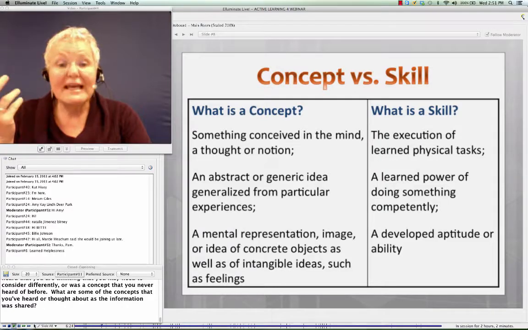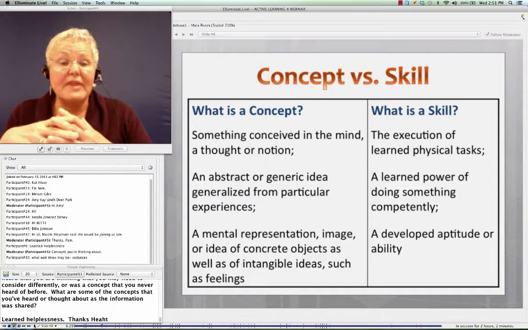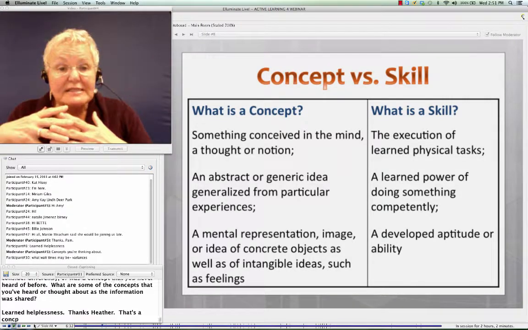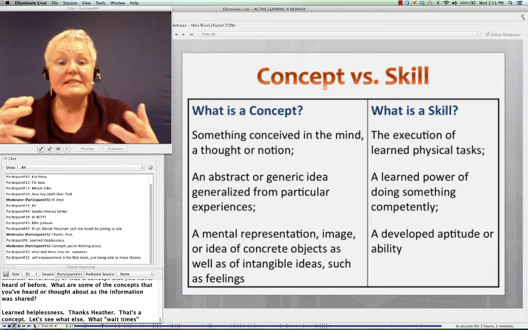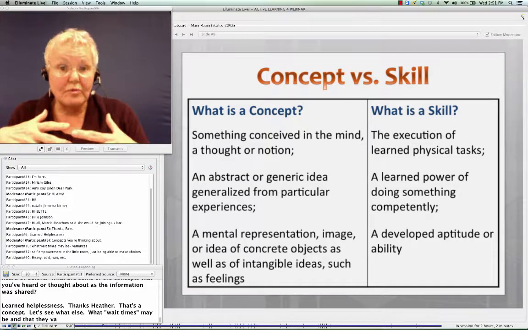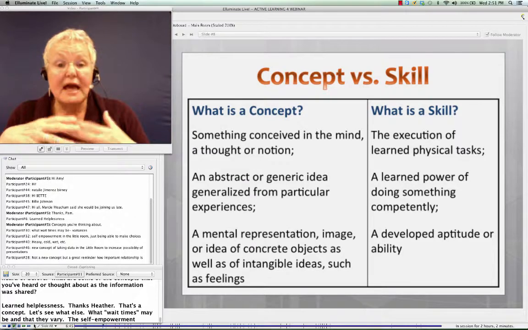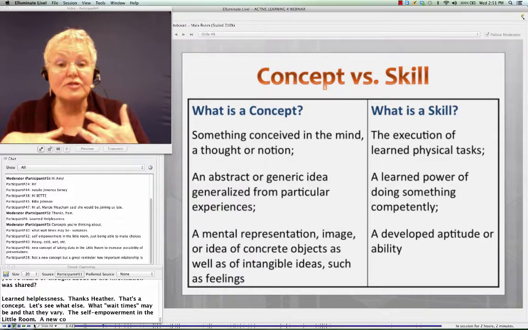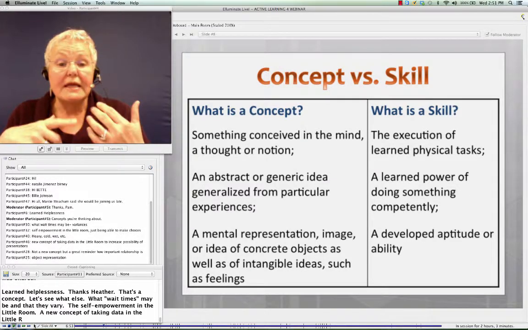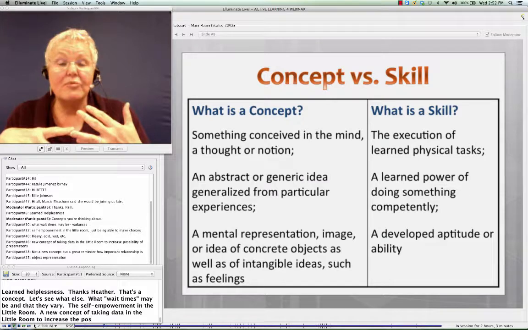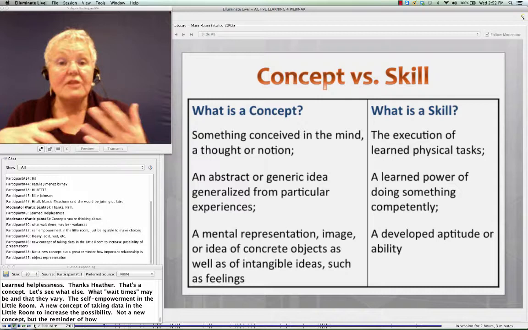Learned helplessness. Thanks, Heather. That's a concept, okay? Let's see what else, what wait times may be, and that they vary. The self-empowerment in the little room. Just being able to make choices. A new concept of taking data in the little room to increase the possibility. Not a new concept, but a great reminder of how important relationship is. Object representation. Those are all concepts.